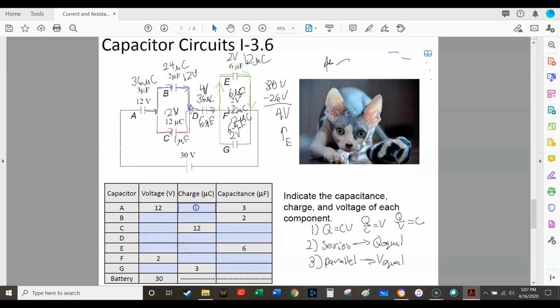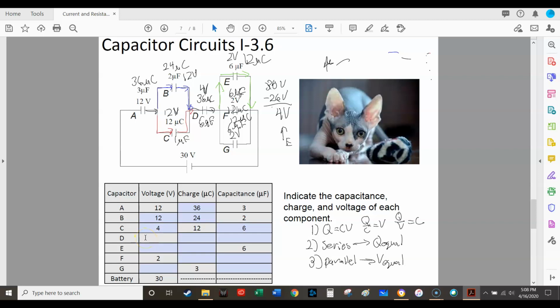Let's start with A. A is going to be 12 volts. The capacitance is going to be 36 and 3. B is going to be 2 microfarads. The voltage is going to be 12 volts. And the charge is going to be 24 microcoulombs. C is going to be 4 volts. The charge is 12 microcoulombs, and the capacitance is 6.